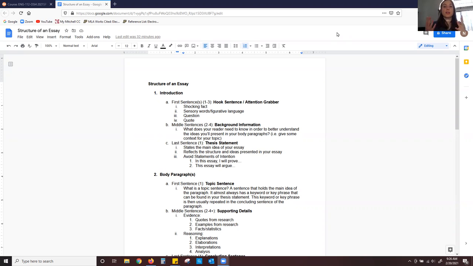First, we have your introduction. The first sentence of your introduction is going to be a hook or an attention grabber. A lot of folks tend to think that hooks only belong in narrative essays, but that's not true. After all, you want to engage your reader from the very beginning to read your essay, even if it's analytical.